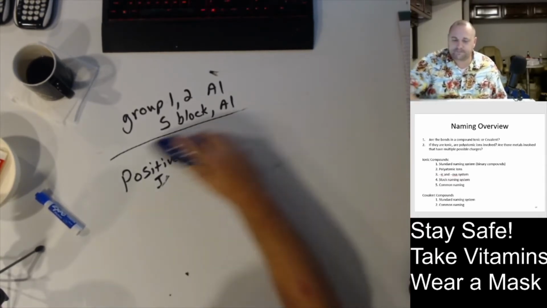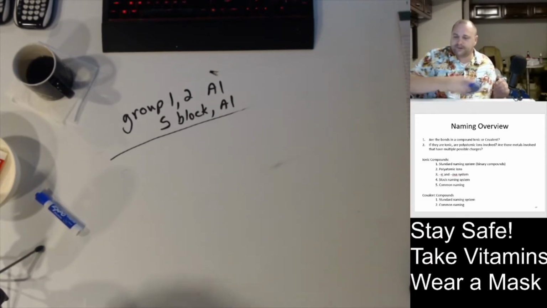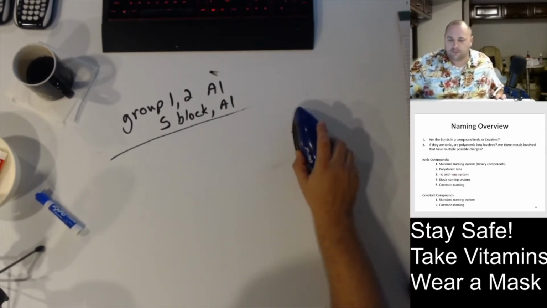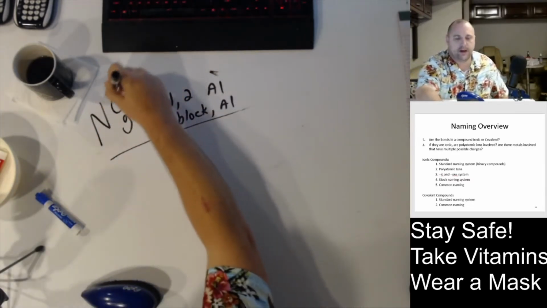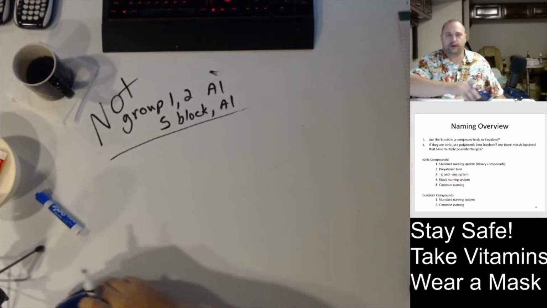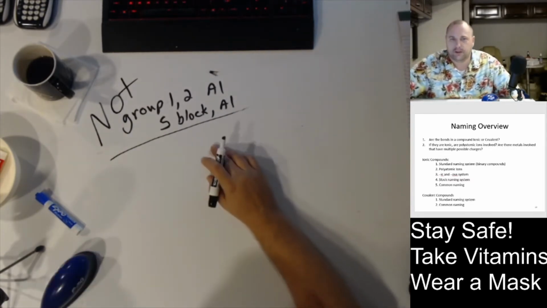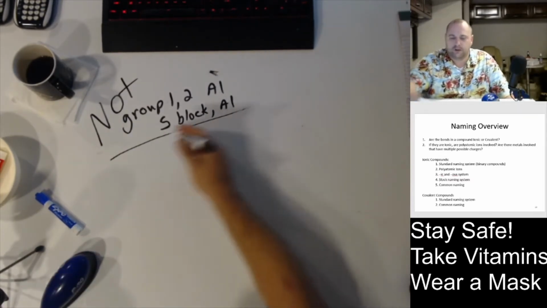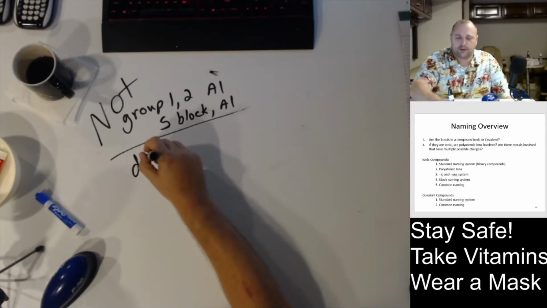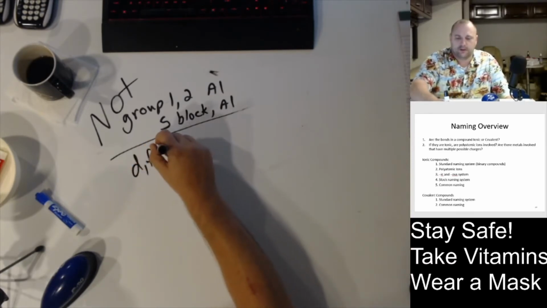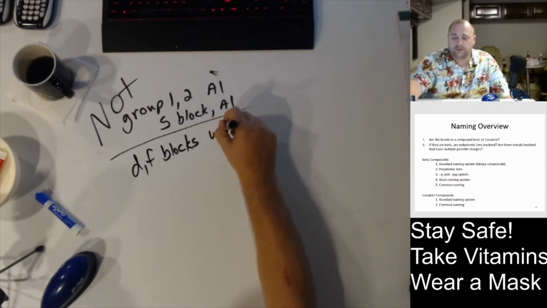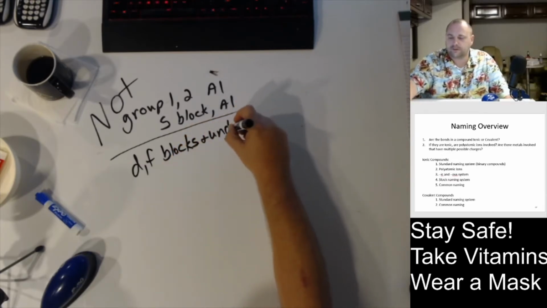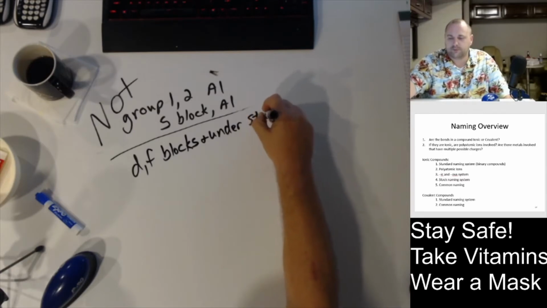So that system is pretty straightforward. I like that system. But what if it's not group 1, group 2? I'm going to label this not group 1, group 2, and aluminum. In other words, this is my D block, the F blocks, my transition elements, and under the staircase, except aluminum.